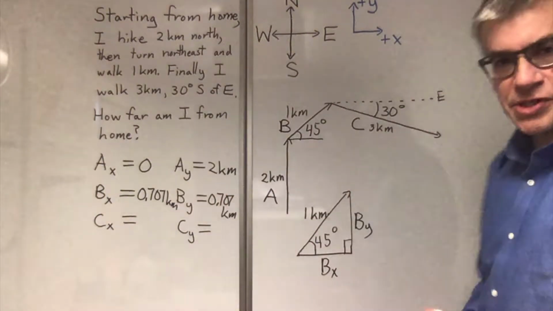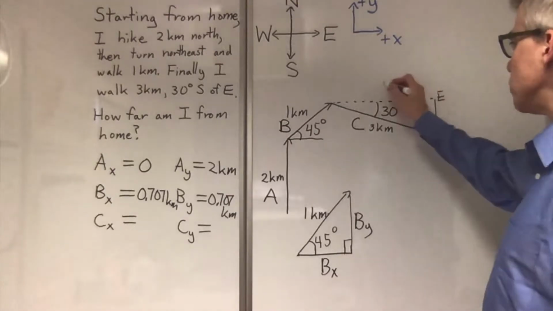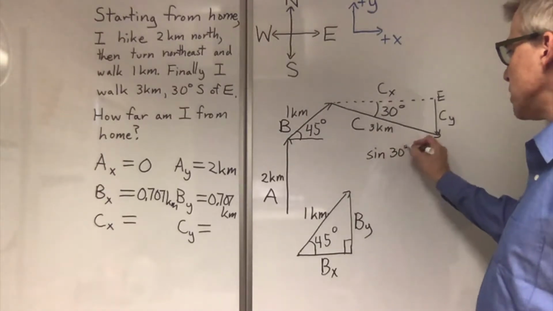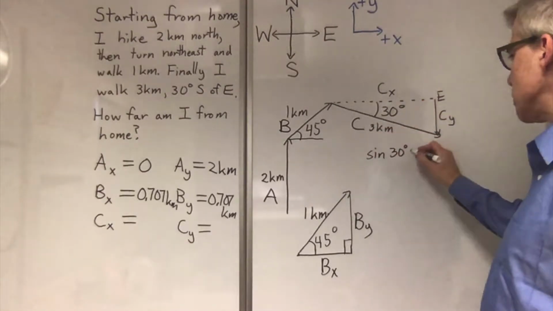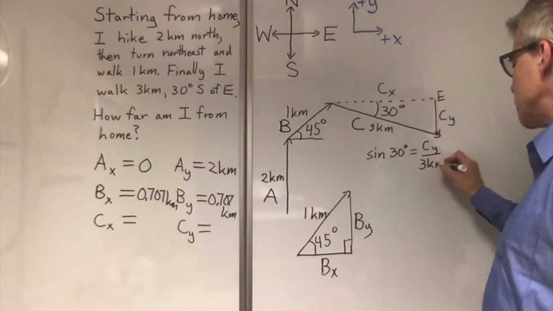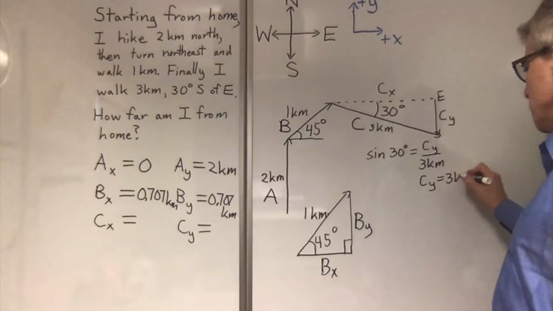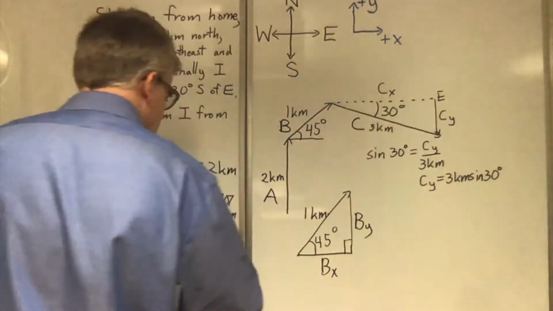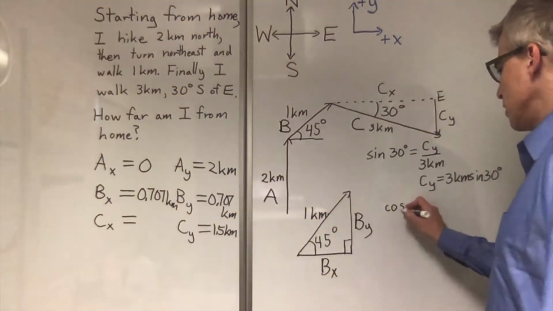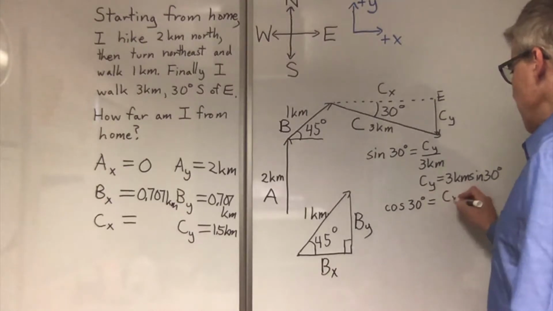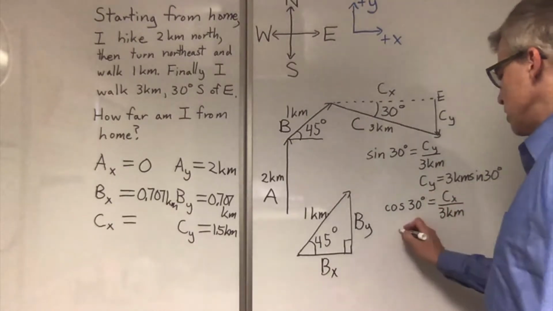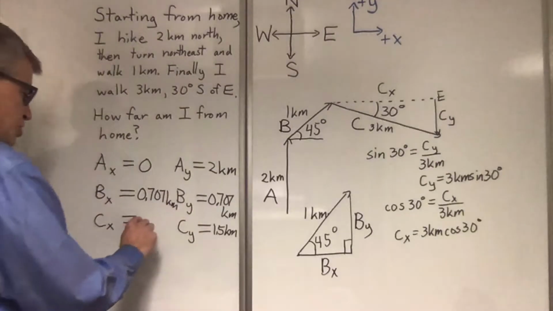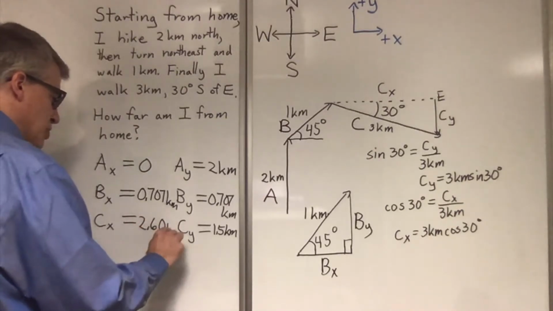Finally, we come to vector C, and we need to break that up into CX and CY, and the sine of 30 degrees is the opposite over the hypotenuse, which would be CY over 3 kilometers. So CY becomes 3 kilometers sine 30, and that is 1.5 kilometers. The cosine of 30 degrees is CX over 3 kilometers. So CX is 3 kilometers cosine 30, which is 2.60 kilometers.